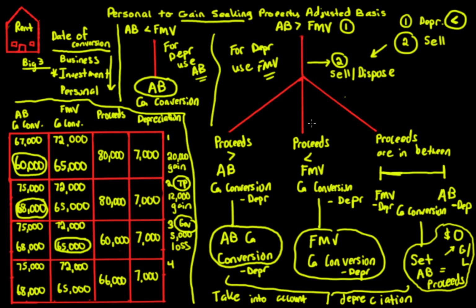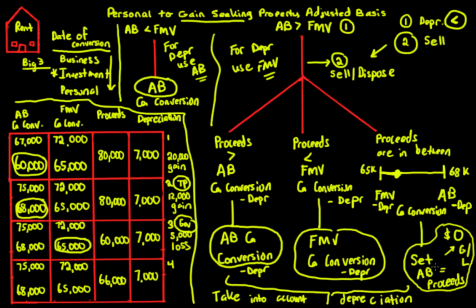So we go down, we look at the proceeds. Are the proceeds greater than adjusted basis after depreciation? Is 66 greater than 68? No. What about the proceeds? Are they less than fair market value minus depreciation? 66, is it less than 65? No. Are the proceeds in between? The fair market value after you subtract the depreciation is 65,000. The adjusted basis when you subtract the depreciation is 68,000. We're over here in 66. The proceeds are 66. So guess what?